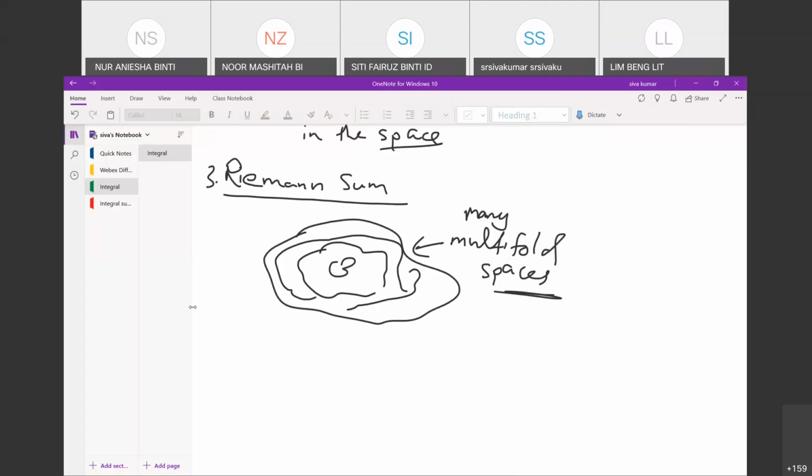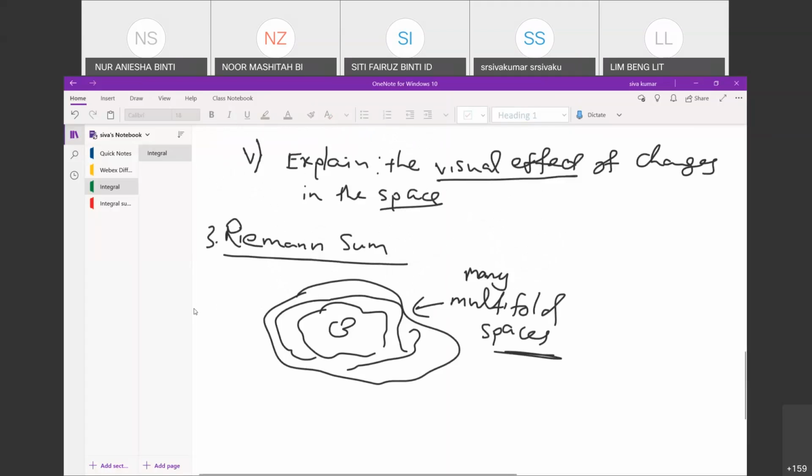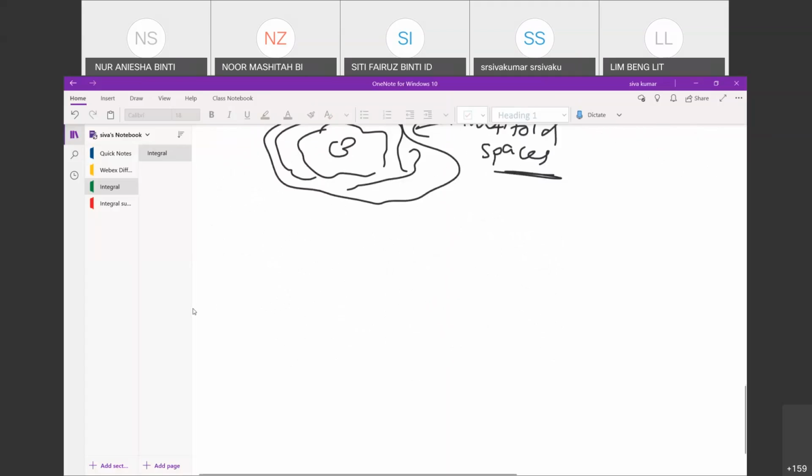Therefore we're going to see his contribution to integration, which we call the Riemann sum. The Riemann sum is very simple. He introduced very simple logic for us to understand integration. Therefore you use this f(x).